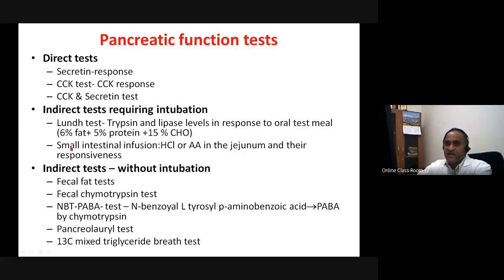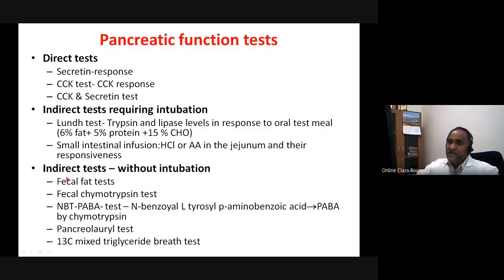And we have a small intestinal infusion test. Here you infuse hydrochloric acid or amino acid in the jejunum, because infusion of HCl activates the HCO3 release, and infusion of amino acid activates the release of the enzymes. After infusing, you see their responsiveness, whether you are getting the bicarbonate or the enzymes. So that is the small intestinal infusion test. These are indirect tests, and these require intubation.